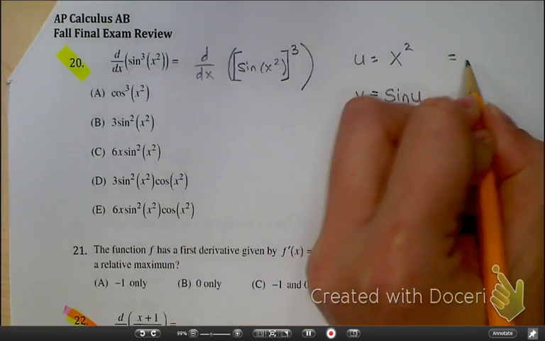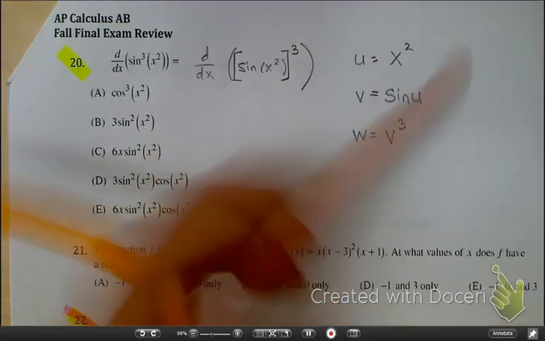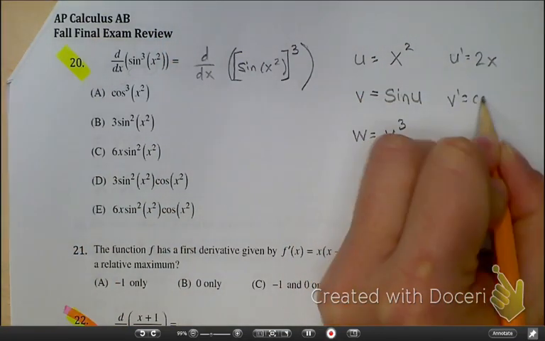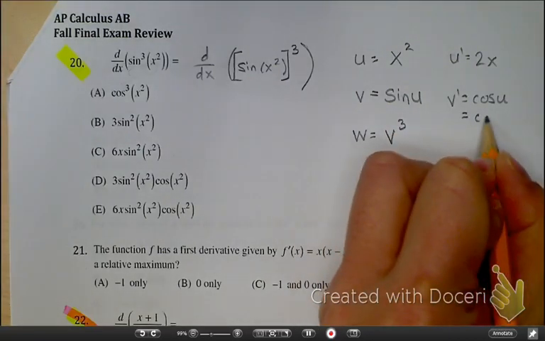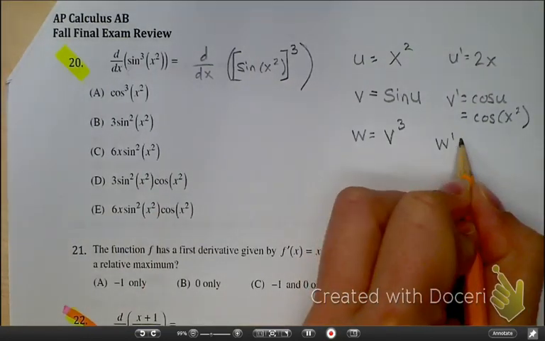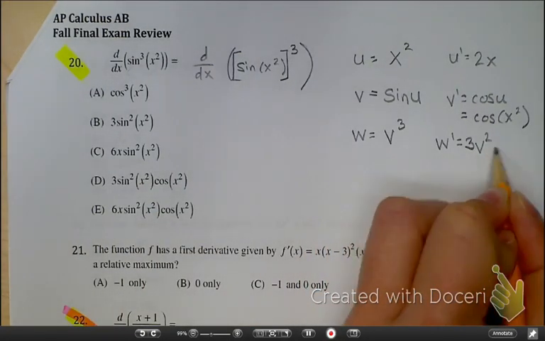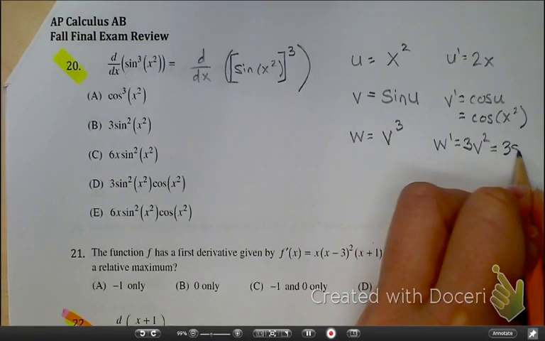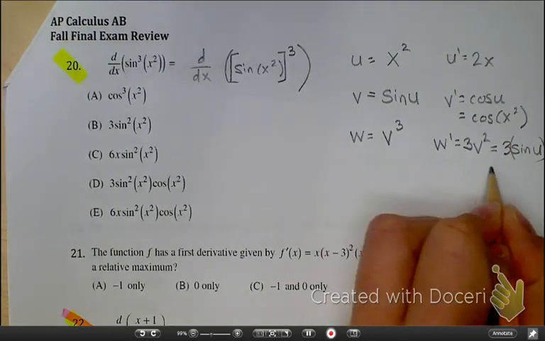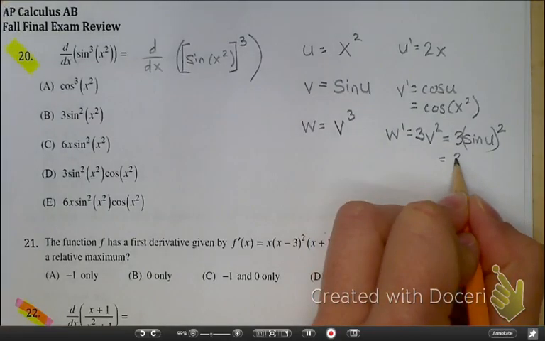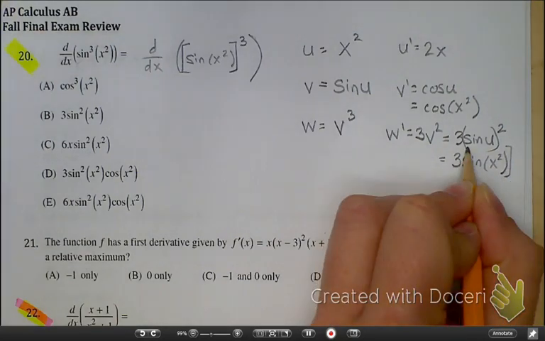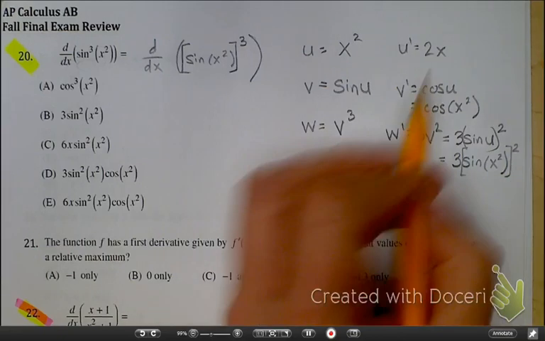So chain rule says to find the derivatives of all of these and just multiply them together. So u prime would be 2x. V prime would be cosine of u. And if I replace u back with that u value, that would be cosine of x squared. And w prime would be 3v squared. If I replace v back with what it equals, that would be 3 sine of u squared. And if I replace that u back with what it equals, that would be 3 sine of x squared, that whole quantity being squared.